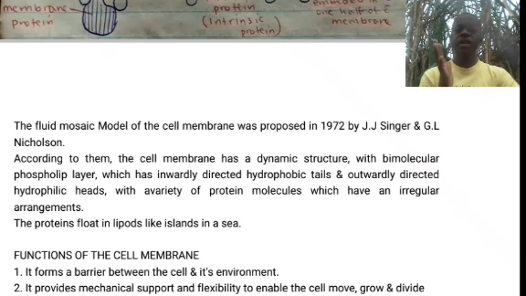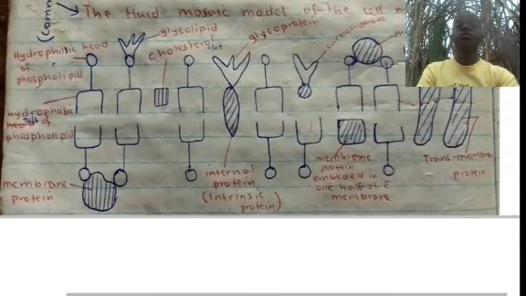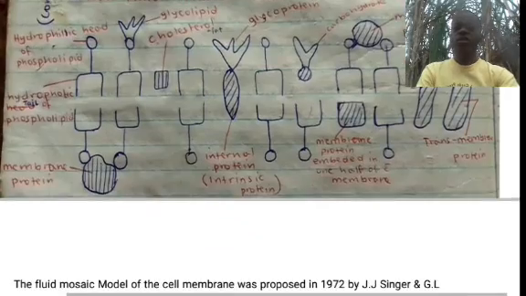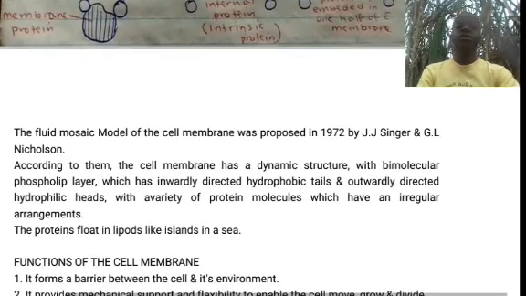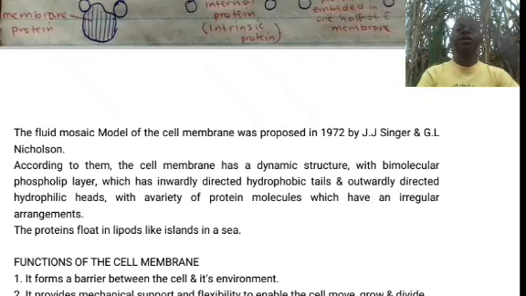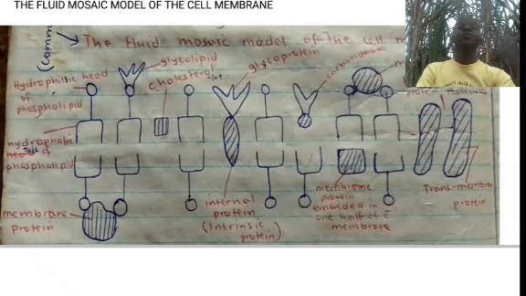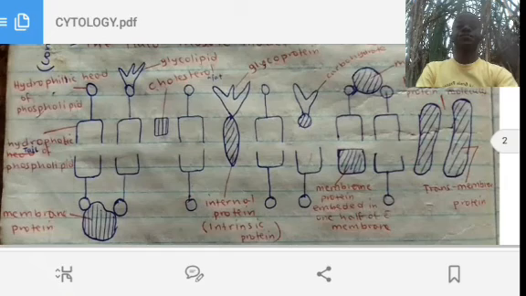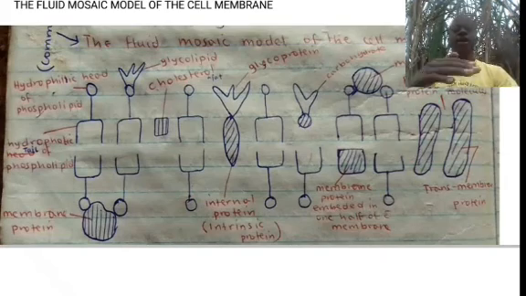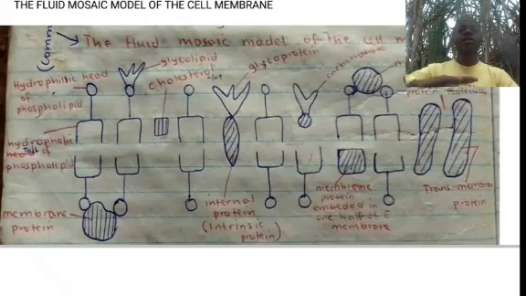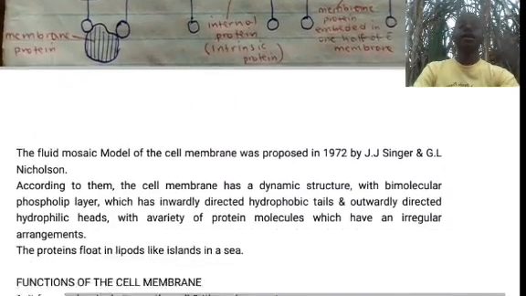They described the cell membrane as a dynamic structure. It is a dynamic structure because it keeps on changing. Dynamic means it keeps on changing, with a bimolecular phospholipid layer. Bimolecular means that it has two layers, the upper layer and the lower layer. So that is the bimolecular layer.